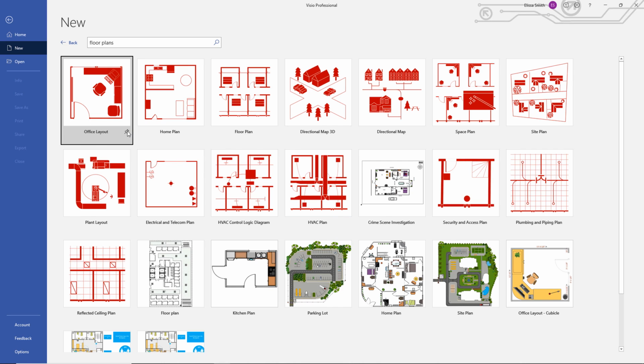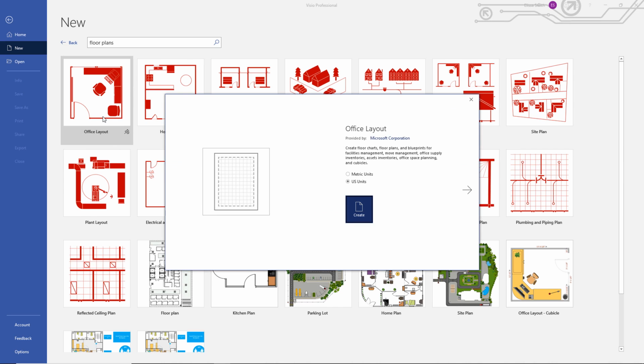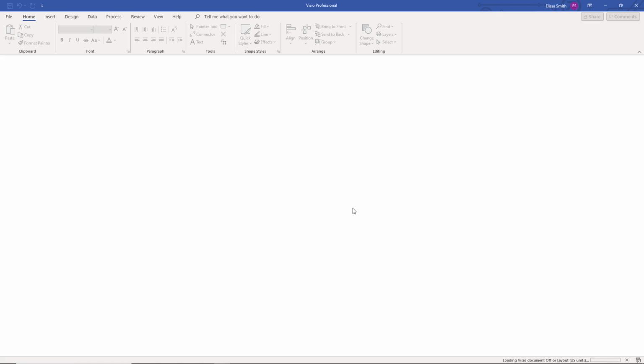You can also pin it so that you can have access to it more easily if you're going to use it quite a bit. This is all about helping to lay out furniture within the floor of an office or a room. So we're going to go ahead and select it, and you'll notice just like with the other templates, we have to pick the measurement unit. We'll stick with US units and click on Create.